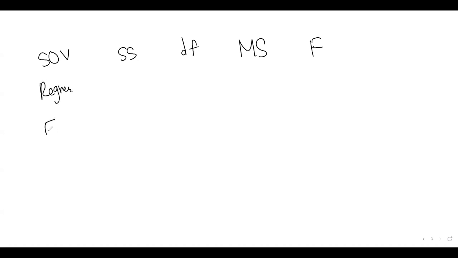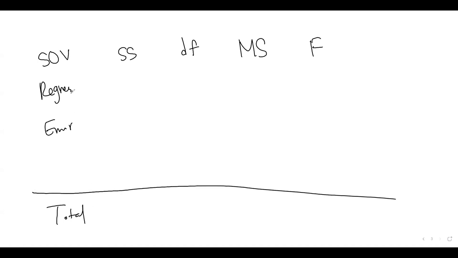So I asked you to construct the ANOVA table first. We constructed our ANOVA table earlier, right? Source of variation, sums of squares, degrees of freedom, mean squares, and the F ratio, right? So we had regression, error. I'll keep a gap here and put the total, right? So this one was 160. I'm referring to the computations that we did earlier, a couple of lecture sessions back. Error was 17.6, that is SSE.